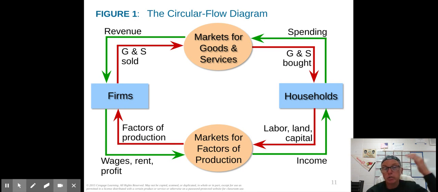It's a circular flow because we work, that's how they pay us, but then we pay them back by buying their stuff. All right, so that's it for today.